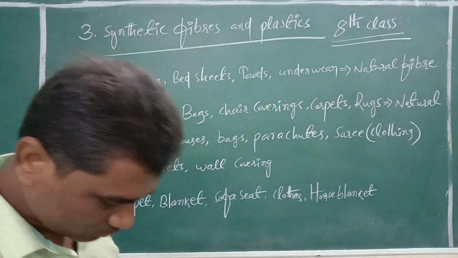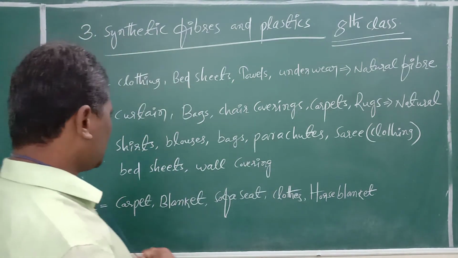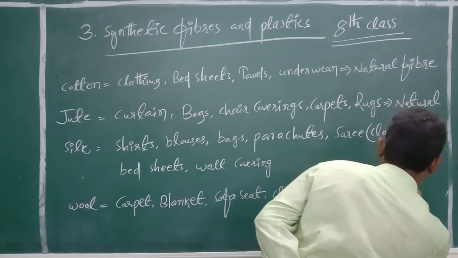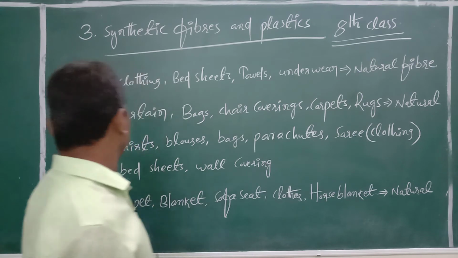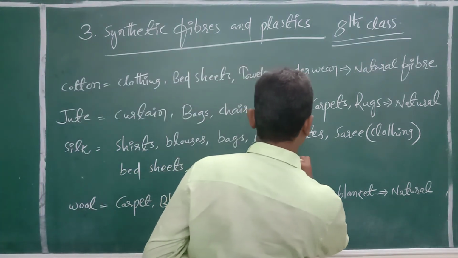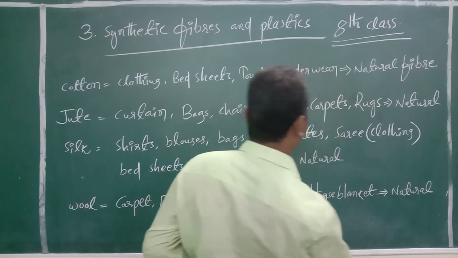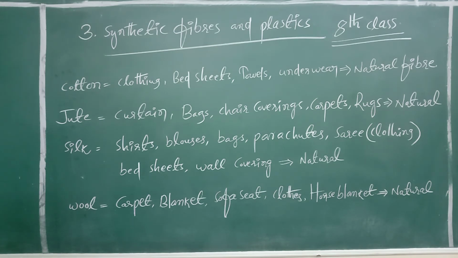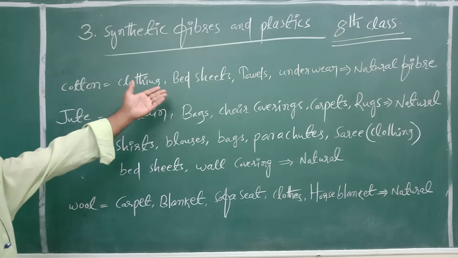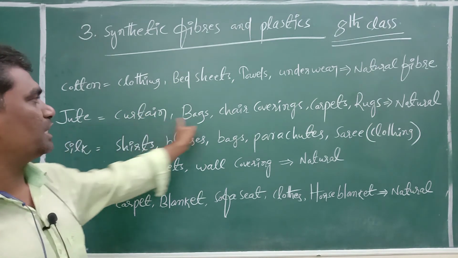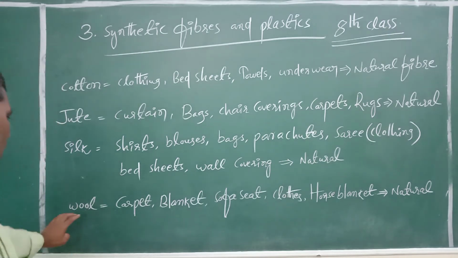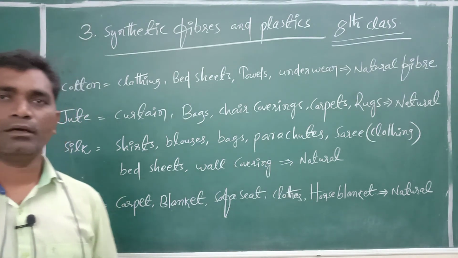So this wool also, students, it is also a natural fiber. Okay, so here this silk also is a natural one. Okay, we get all these fibers naturally. Cotton, jute, silk, wool, all these fibers we get naturally. Okay, so this is about natural fibers and about the articles which are prepared from all these natural fibers. Okay, these are all the articles: bed sheets, towels, underwear from cotton. From jute fiber, all these articles. From silk fiber, all these articles. And from woolen fibers, all these articles are made. Okay, students.